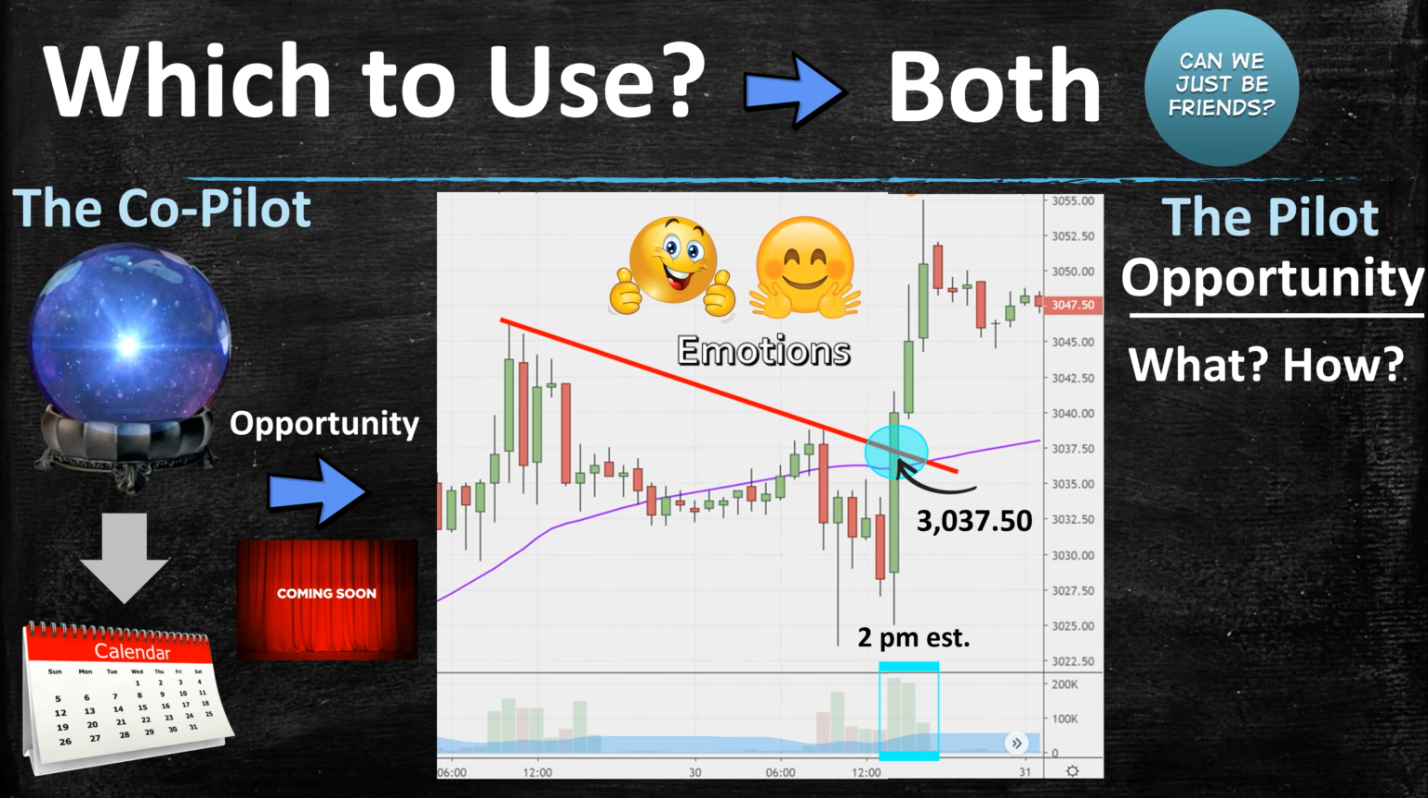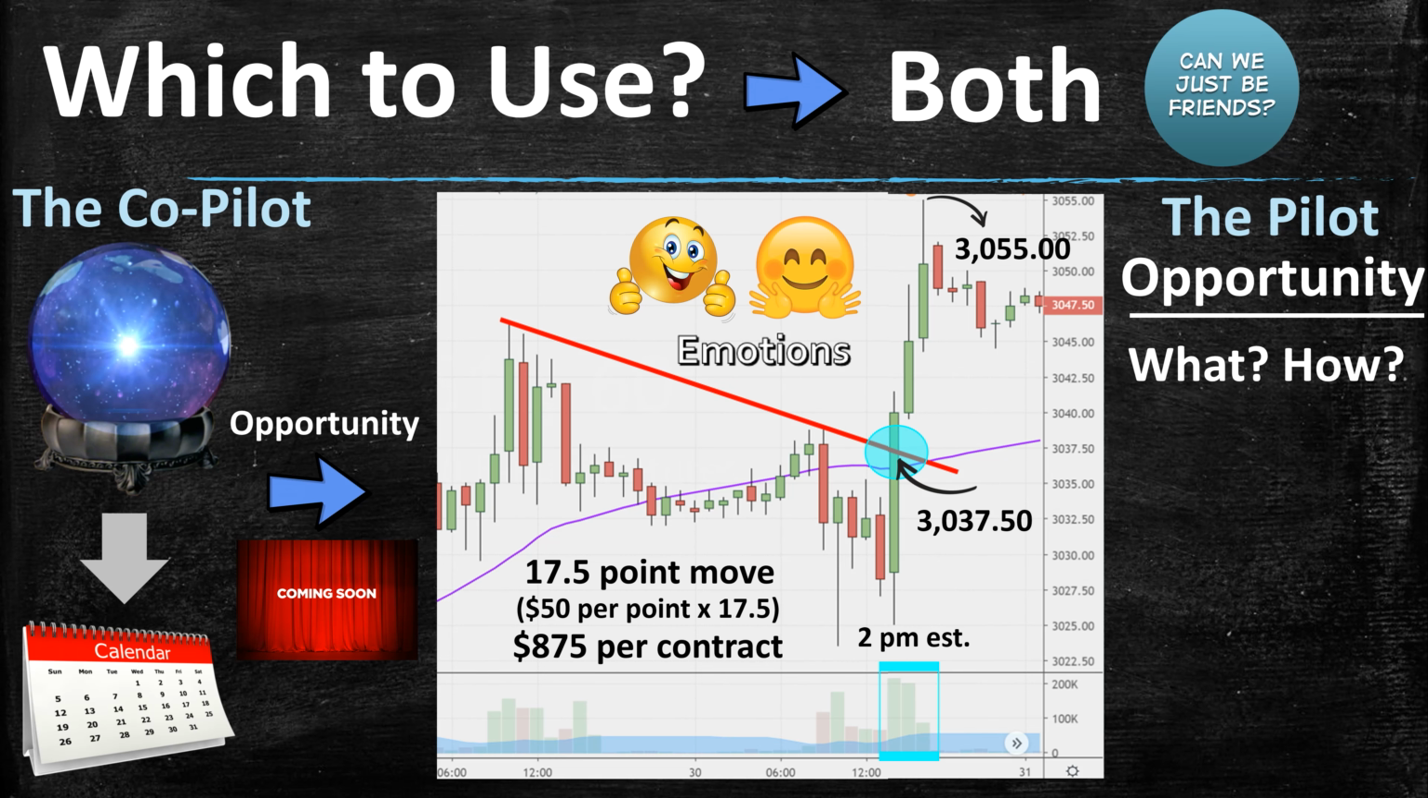So just to offer a little bit more context, the breakout happened at 3037.50, went up as high as 3055, and then do the math. That's a 17.5 point move. Quick reminder, $50 per point, 17.5 point move. That was an $875 per contract type opportunity there. Now people didn't know that it was going up, but people knew that there's going to be some movement, that there was going to be an opportunity because of that fundamental analysis and the calendar by using that.